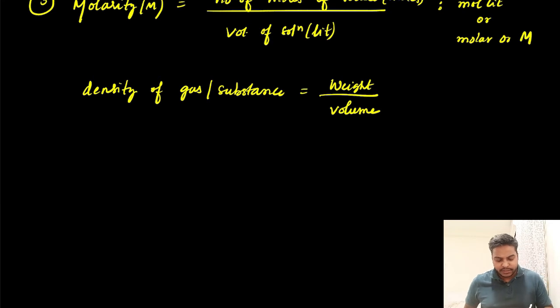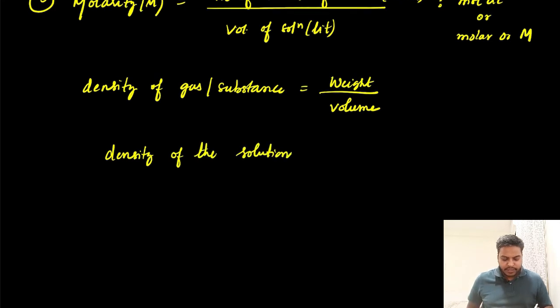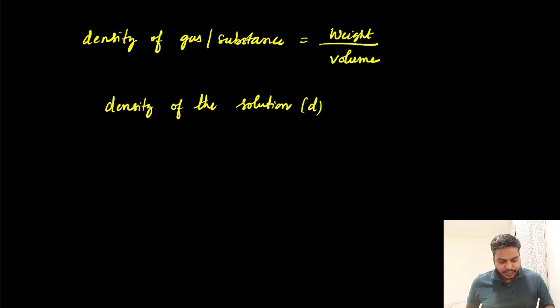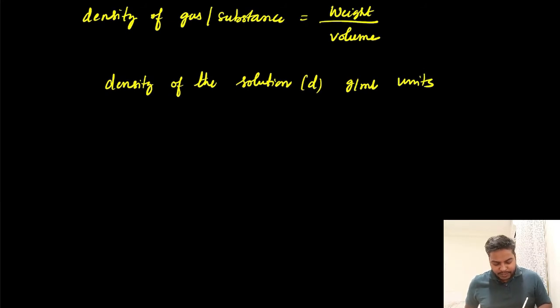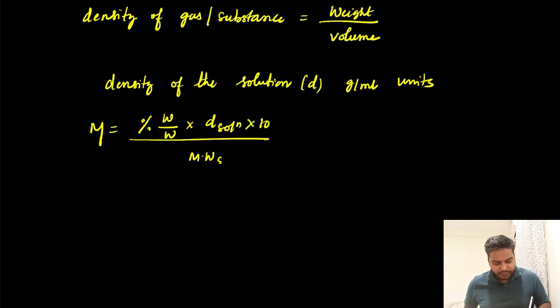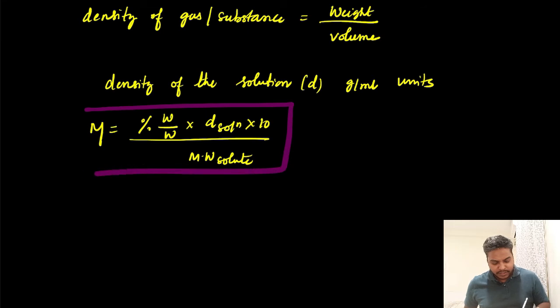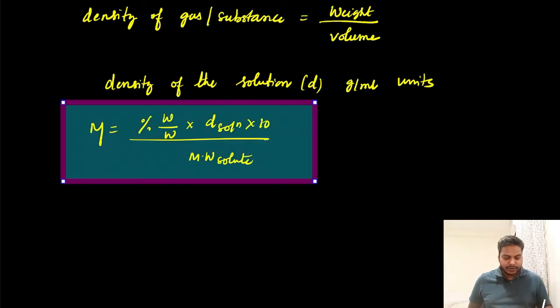Now if it is for a solution, then normally it is the density of the solution. So if we know this density of the solution D in gram per ml units, then we can assume that molarity will be equal to percentage weight by weight into density of solution multiplied by 10 divided by molecular weight of solute. And this is a very important formula for us to learn, that how the molarity, percentage weight by weight, density and molecular weight are related with each other.